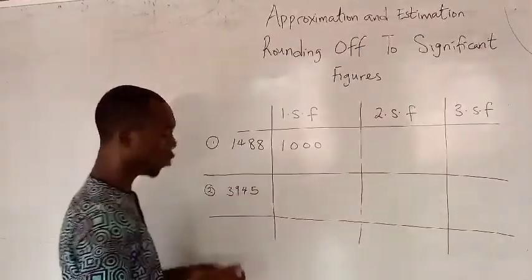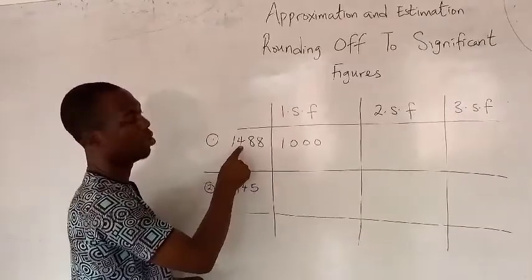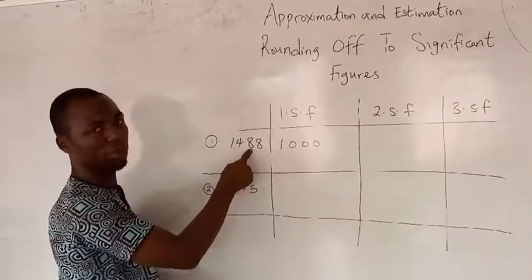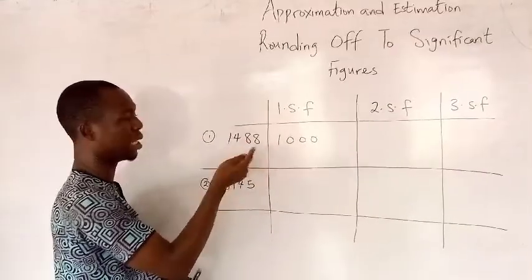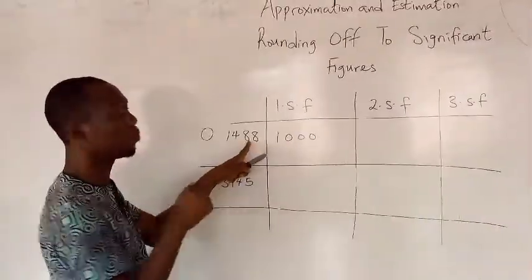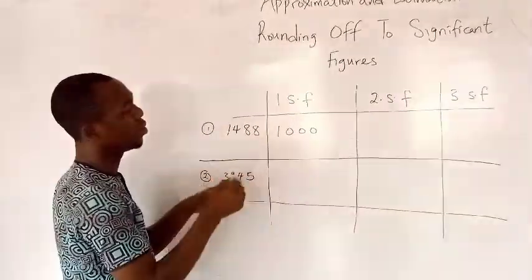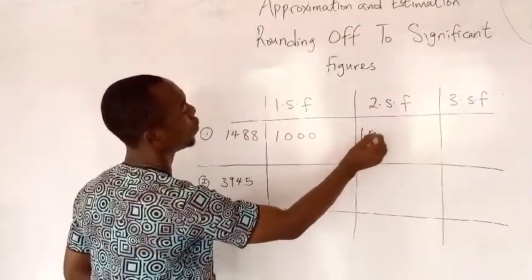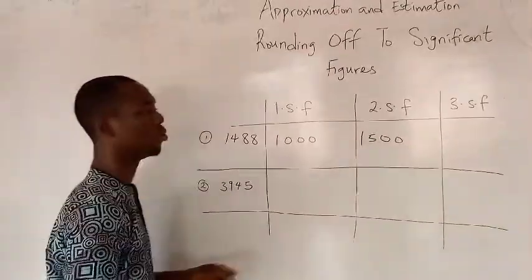Two significant figures, you count 1, 2. Then you check the third number. Is it up to 5? Yes, it is even more than. So because this one is up to 5, we'll add 1 to this 4, it will become 5. So it will be 1, 5. So this 8 and 8 will now become 0 and 0.